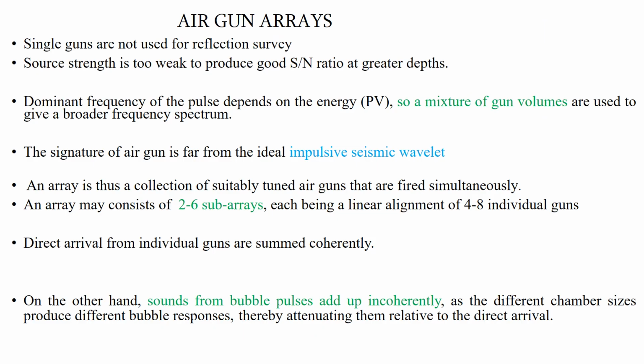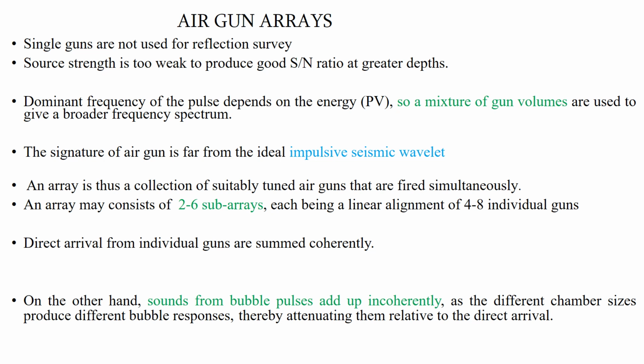Now talking about the air gun arrays. When we use air guns, a single gun is not used. Generally 3 to 4 strings of air gun arrays are deployed to have a better S/N ratio, and they are generally fired simultaneously. And what is the signature of the air gun? In many slides of this seismic lecture series, I have talked about the seismic signature of wavelets. The signature of the air gun is far from the ideal seismic wavelet. We generally don't know the signature of the source.